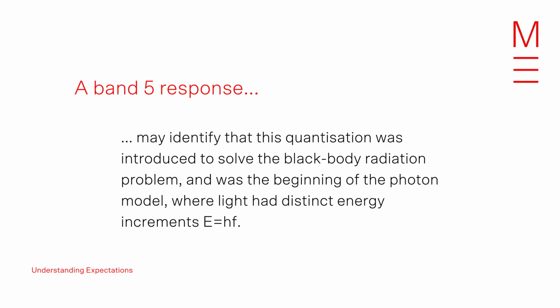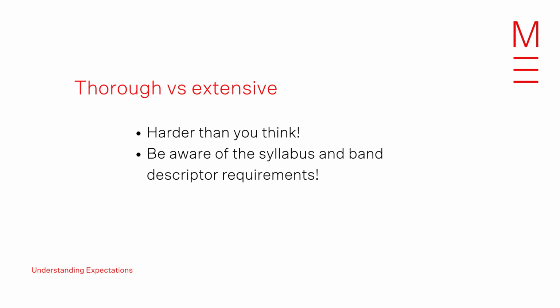A Band 5 response might identify that this quantization was introduced to solve the blackbody radiation problem, and that it was the beginning of the photon model, where light had distinct energy increments, E equals hf. However, you'd be missing out on a crucial and very overlooked point. When this was introduced in 1901, Planck's quantization was a pure mathematical trick to solve some annoying statistical issues with the blackbody radiation curve. It wasn't until 1905 that this formula was incorporated into the photon model of light, with Einstein's photoelectric effect. Now, while it seems like a pointless nuance, this is the kind of in-depth understanding that highlights the difference between thorough and extensive.